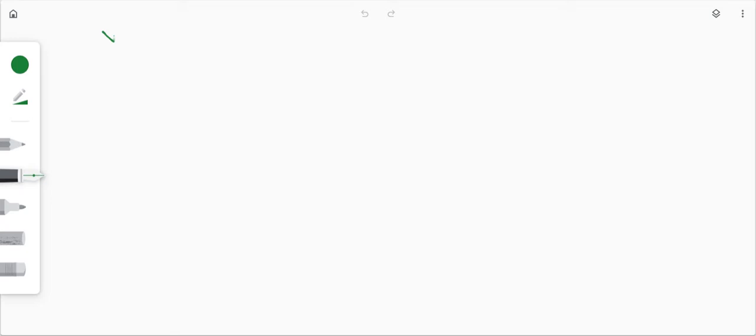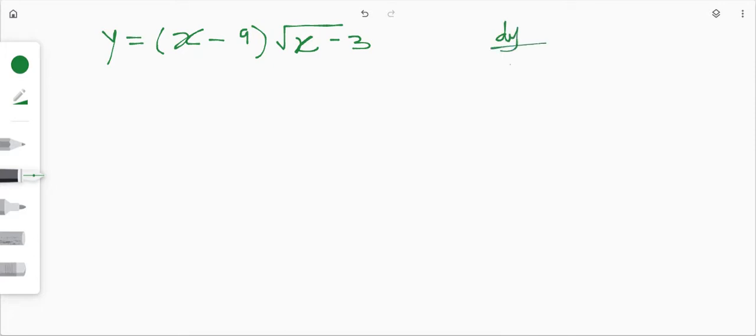We've got y equals x minus 9, multiplied by the square root of x minus 3. So we've been told to find dy/dx. Basically, we have to differentiate this.